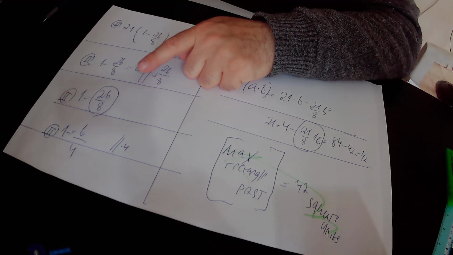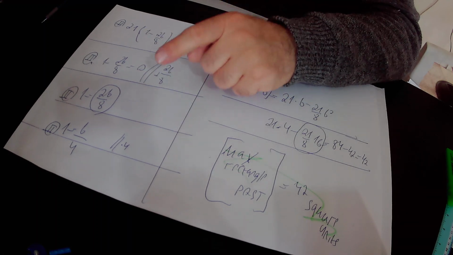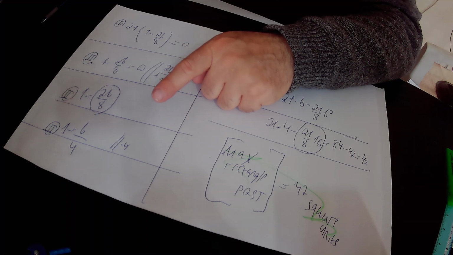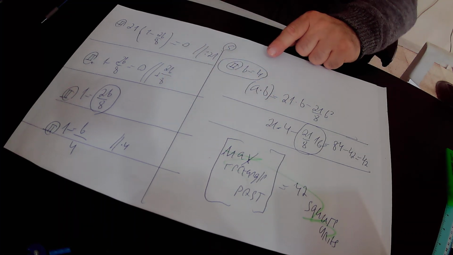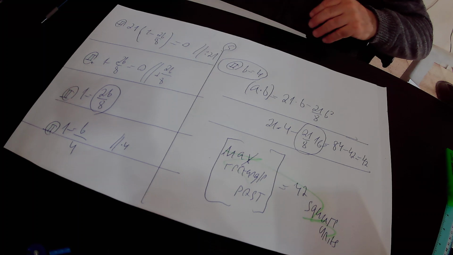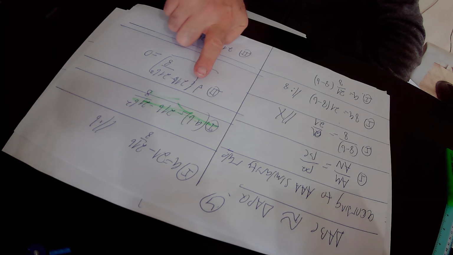We found out that 2b over 2 is b and 8 over 2 is 4. So in conclusion, according to equation 2, 1 equals b over 4. Here we multiply equation 2 by 4, and finally found out that b equals 4. That is to say, the extreme point of this area function, a times b equals 21b minus 21b squared over 8, is b equals 4.